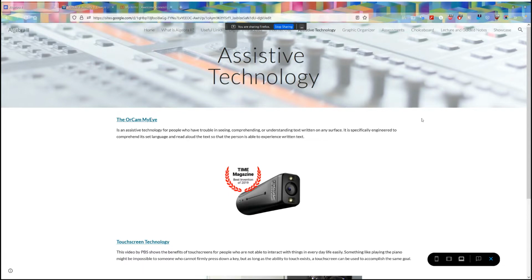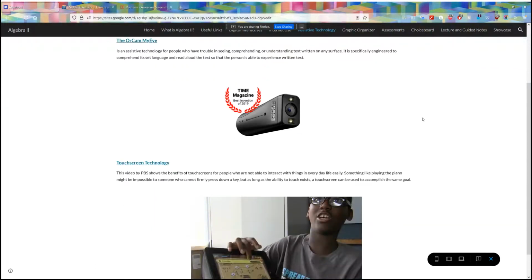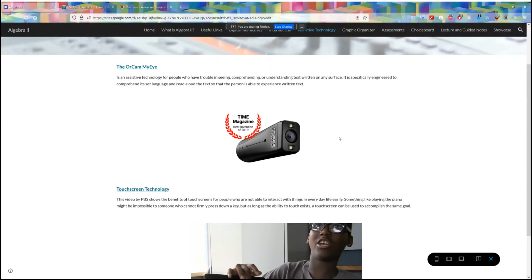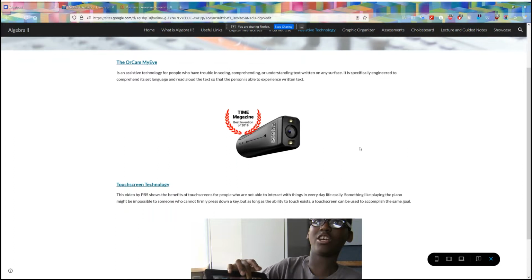For some assistive technologies, I've listed the MyEye, or multiple reading devices. It's an assistive technology for people who have trouble seeing, comprehending, or understanding text, and it is engineered to comprehend its set language and read aloud the text so that the person is able to experience them.